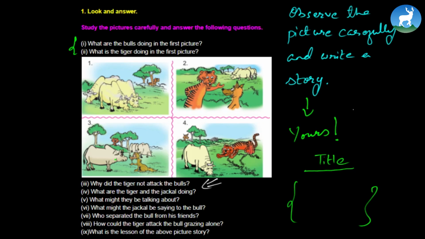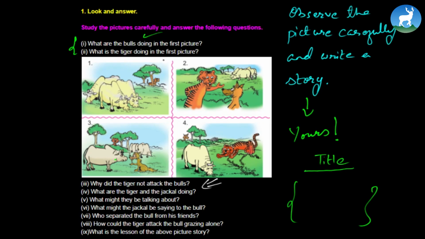Okay, you can do this at home, or you can do this in the classroom and show it to a teacher the next day or at the end of the period. For now, let's observe the picture and let's see what questions are asked here. What are the bulls doing in the first picture? I want you to write down the answers in your copy, by the way. Write down the answers in your copy.